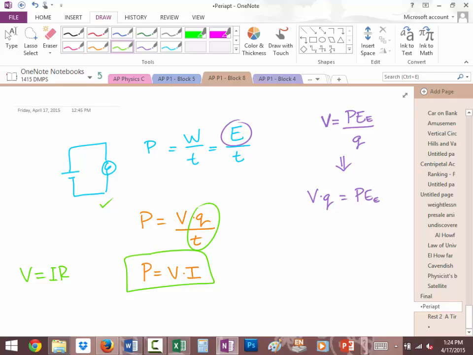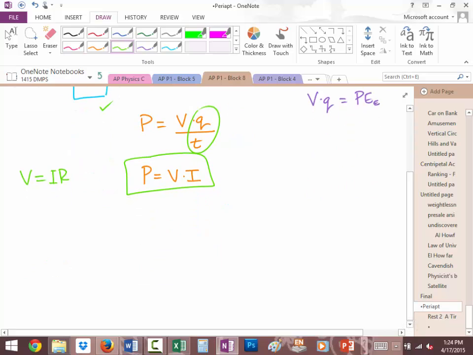Just to point out, because it may come up, I want to make sure that you've seen it. Sometimes we like to write this equation in different ways, like by taking this V and plugging it in here. If we do that, then we've got P equals I times R times I, or we'll write that as P equals I squared R. It's the same equation, we're just plugging things in. You don't have to memorize that. I don't even think it's on your equation sheet. I just want you to see that it also exists, and you can use it.